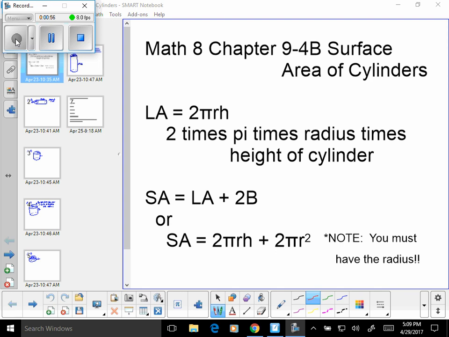So the lateral area is the circumference, 2 pi r, times the height of the cylinder. That should remind you of the curved surface from prior chapters. And then we have the area of the bases, which is pi r squared. There are 2 bases, therefore we take it times 2. Now you will note that for the entire formula, we use the radius. And on the diagrams, they're going to give you some diameters, so we have to watch out for that.